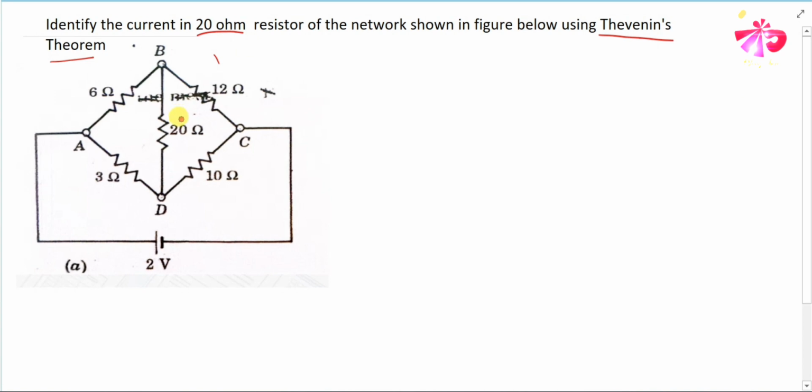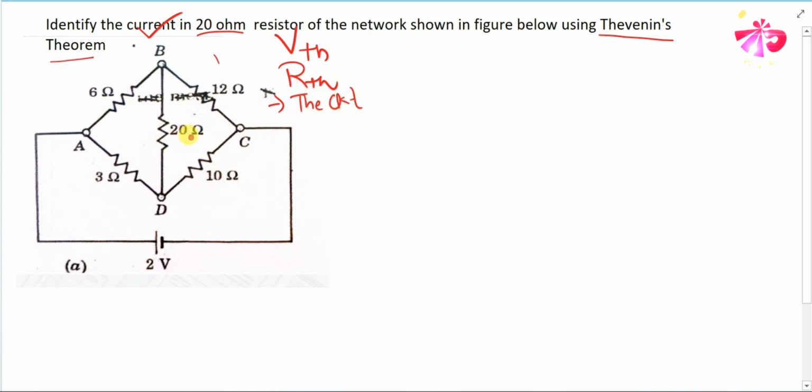So for the given circuit, let's identify the current using Thevenin's theorem. You all know that in order to use Thevenin's theorem, you have to identify the values of VTH and RTH. Once you identify them, the last step is to draw the Thevenin's circuit. Once you draw the Thevenin's circuit, you can easily identify the current.